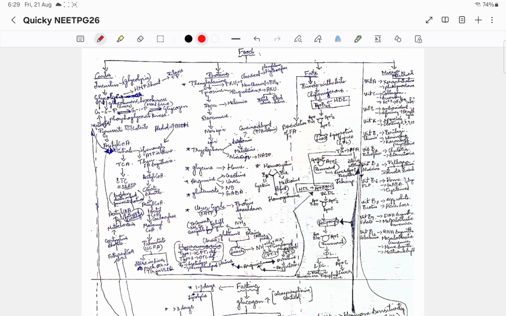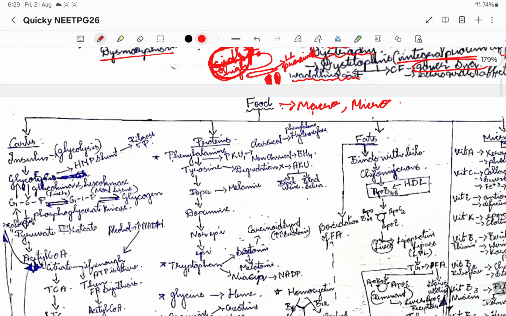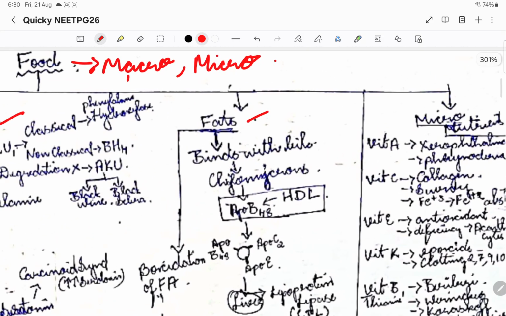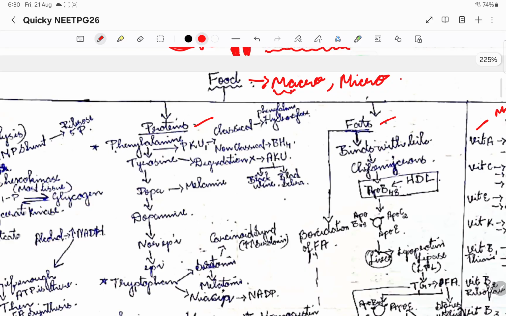So this is how we are going to approach metabolism biochemistry. The food we eat will have macronutrients and micronutrients, right? So macronutrients will be carbohydrates, proteins, and fats. Micronutrients will be vitamins and minerals. So we'll start with macronutrients and then we'll go to micronutrients.